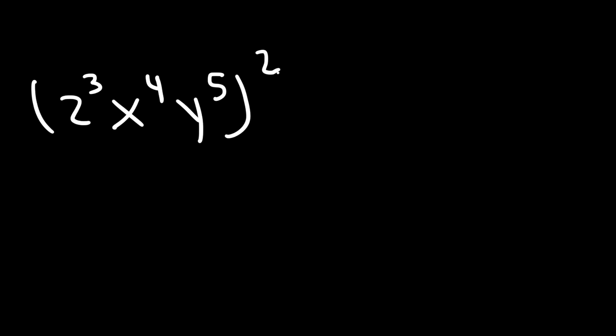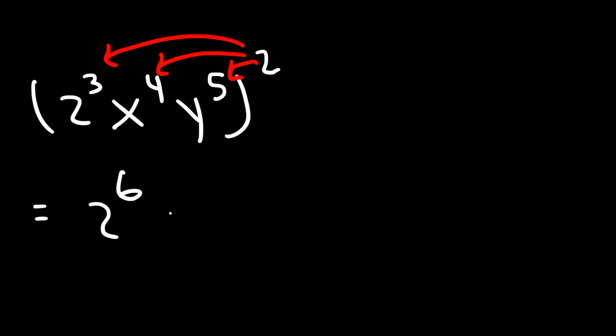Try this one. Let's say if we have 2 to the 3rd power times, let's say x to the 4th, y to the 5th, all squared. So the first thing we need to do is multiply every exponent on the inside by 2. So 3 times 2 is 6, 4 times 2 is 8, 5 times 2 is 10.